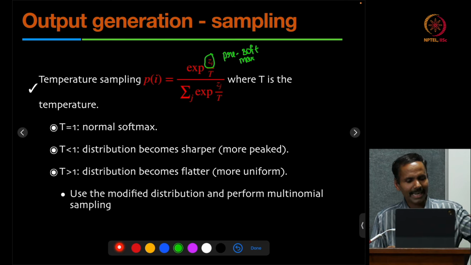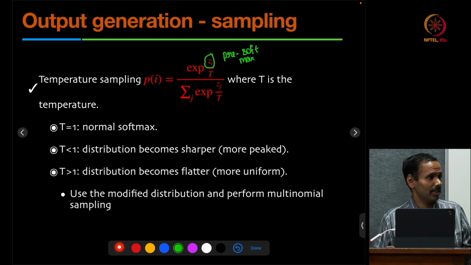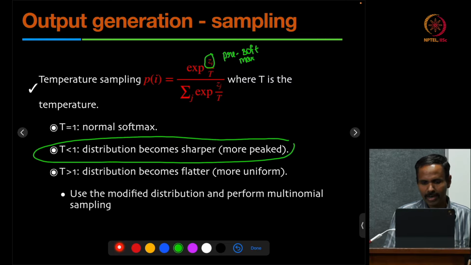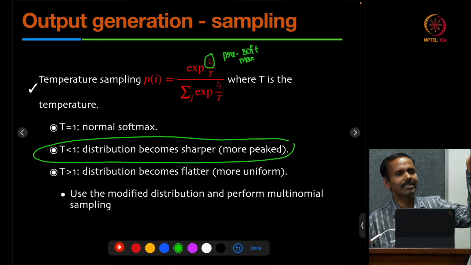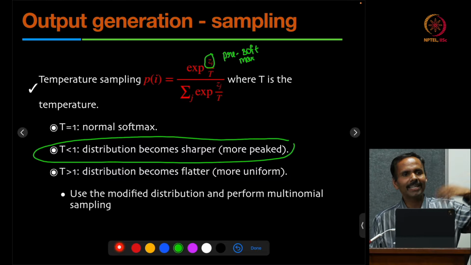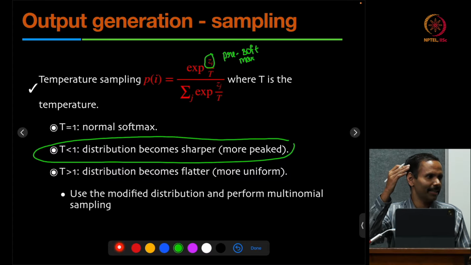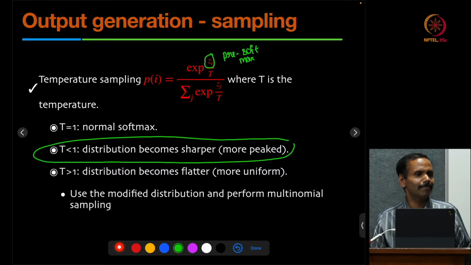So what happens when I change t? Let us keep t less than 1, then you are pushing the numbers Zi, so the max further gets accentuated, which means that the softmax becomes more and more peaky. When t is greater than 1, the model starts outputting more uniform responses.